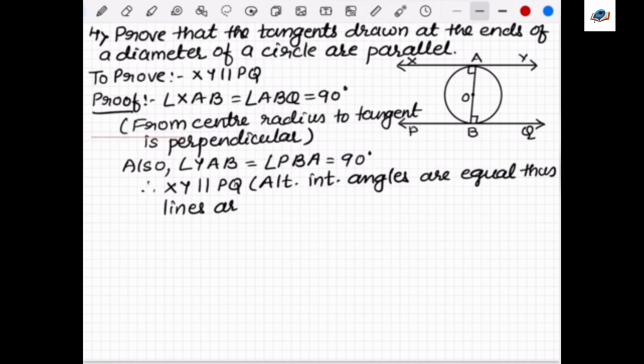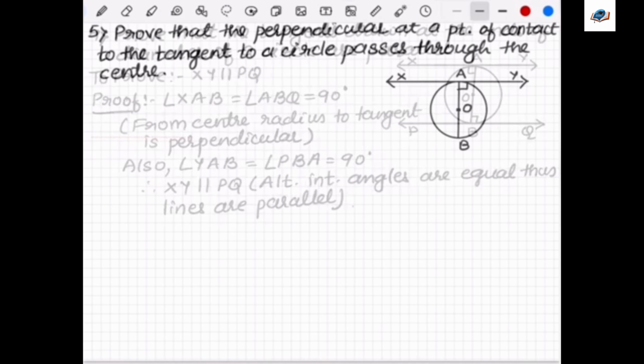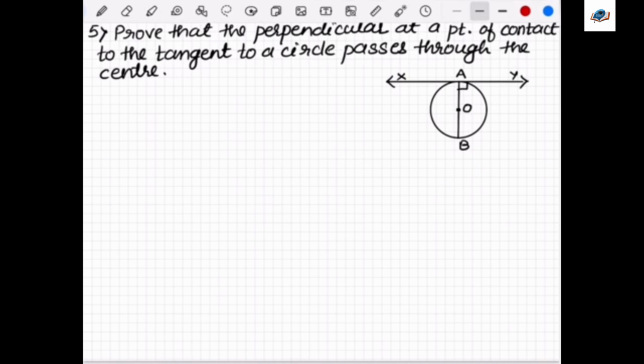Now the next question says: prove that the perpendicular at the point of contact to the tangent to a circle passes through the center. The diagrammatic representation I have shown here, where AB is a line passing through center O perpendicular to XY. But I have to prove that it passes through the center.